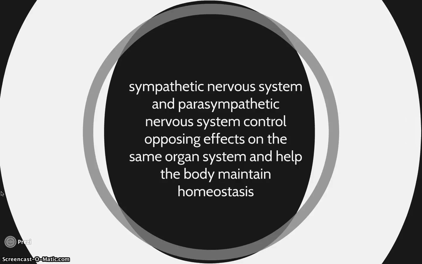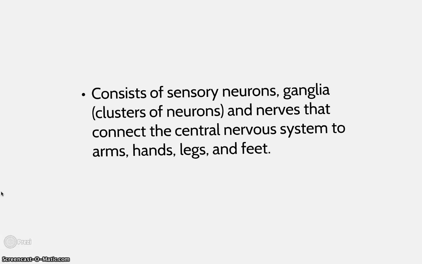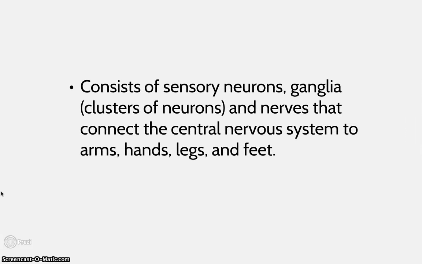The sympathetic nervous system and parasympathetic nervous system control opposing effects on the same organ system and help the body maintain homeostasis. This consists of sensory neurons, ganglia, clusters of neurons, and nerves that connect the central nervous system to arms, hands, legs, and feet.